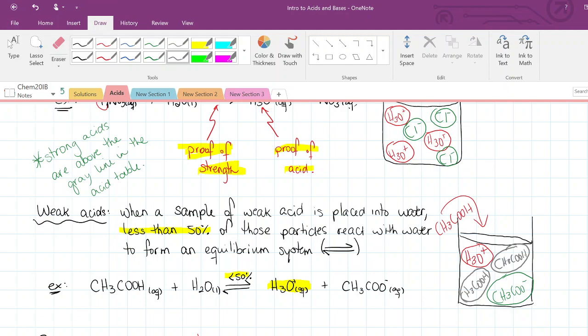So not only do you have your ions floating in solution, but you also have these molecules floating in solution. And that's the big difference between a strong acid and a weak acid. In the strong acid, we don't have any molecules floating in solution. Everything became an ion. In the weak acid, we have ions, yes, but we also have these molecules floating in solution. Okay, so that's the big difference between strong and weak acids.